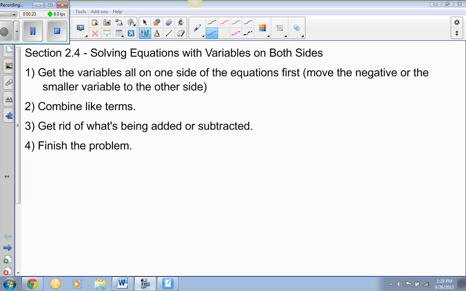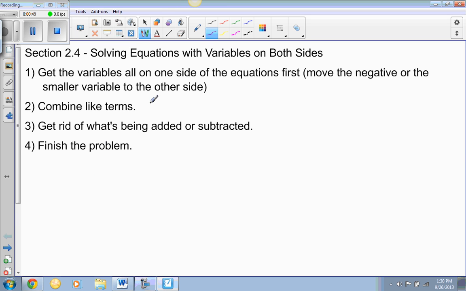So the very first step, you're going to have to get all the variables on one side of the equation first. Okay? To do that, it's easiest if there's a negative variable, if you move that one first, or if there's not a negative, you move the smaller one to the other side. And the reason that you do that is because you don't want to end up with a negative variable. That's why I move them in that way.